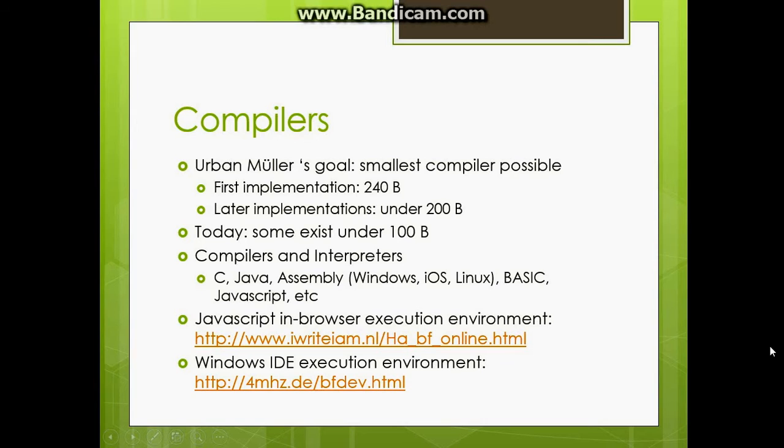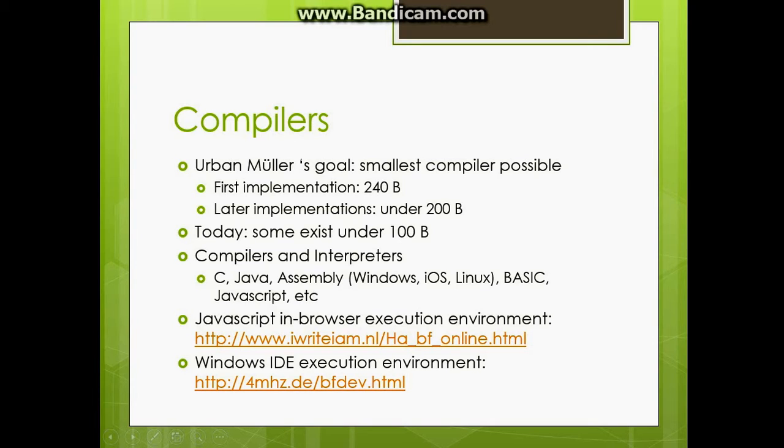Okay, so looking at the compilers for the language, the creator of the language, Urban Mueller, his goal was to implement the smallest compiler possible. So he came up with his first implementation, which was as big as 240 bytes. He was later able to improvise on it and bring it under 200 bytes. We have some that exist even under 100 bytes today.